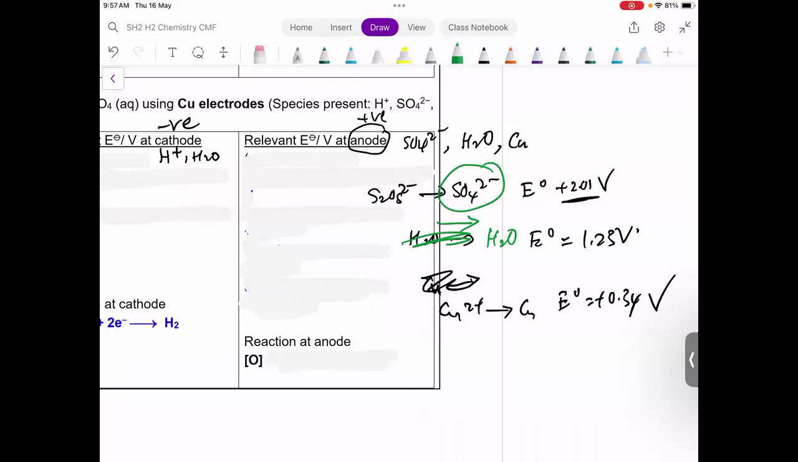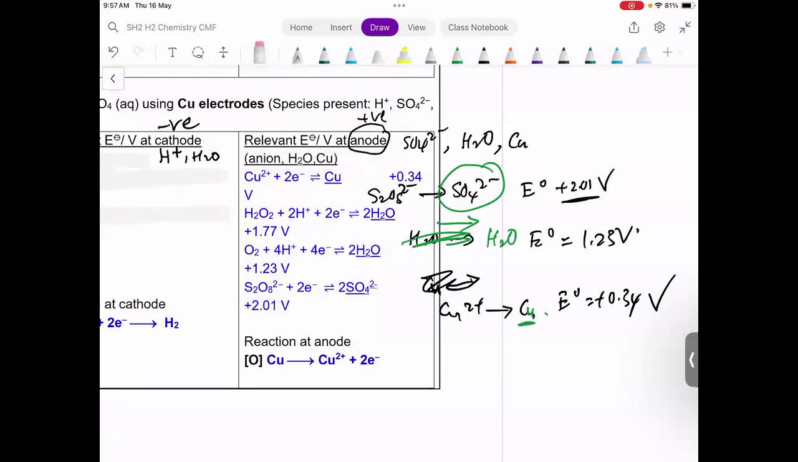Yeah, species on the right side. Okay, so this will be the one that is preferentially oxidized. These are all the half equations. Are you able to find all the half equations? Yeah, can, right?